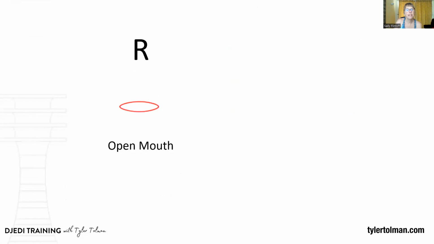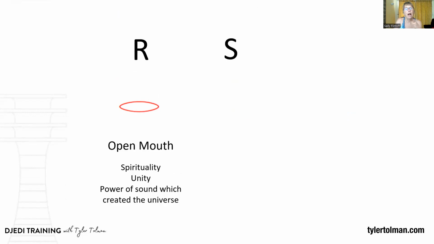R is represented by this red hieroglyph, which is actually an open mouth, so it's the lips. It represents spirituality, unity, the power of sound, which created the universe. It's a beautiful hieroglyph, this one. If you've got this in your name, you're very lucky.